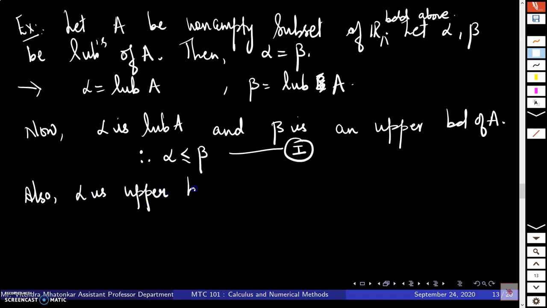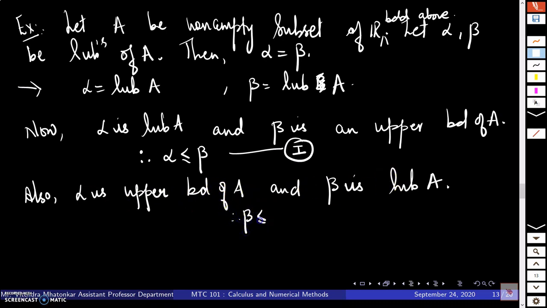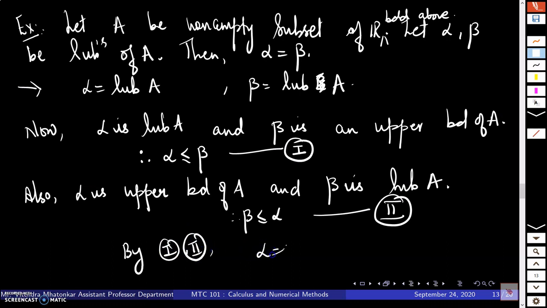Similarly, alpha is an upper bound. If it's a least upper bound, then definitely it's an upper bound of A. And now I take beta as the least upper bound because beta is given to be the least upper bound of A. And because alpha is an upper bound and beta is the least upper bound, that means beta must be less than or equal to alpha. And I did one of the properties in the last video which said if A is less than or equal to B and B is less than or equal to A, then A is equal to B. So by 1 and 2, what I can say is alpha is the same as beta.